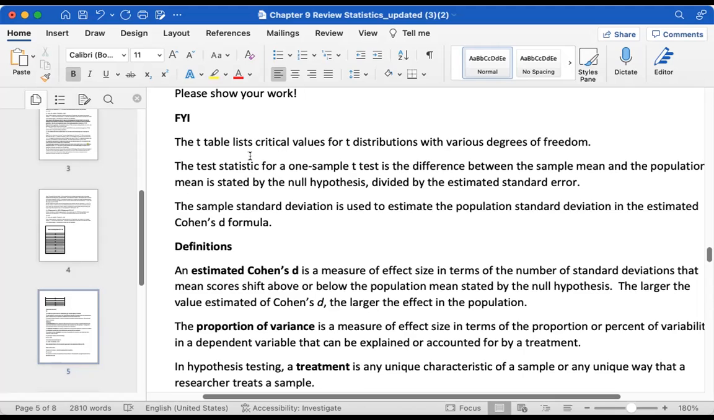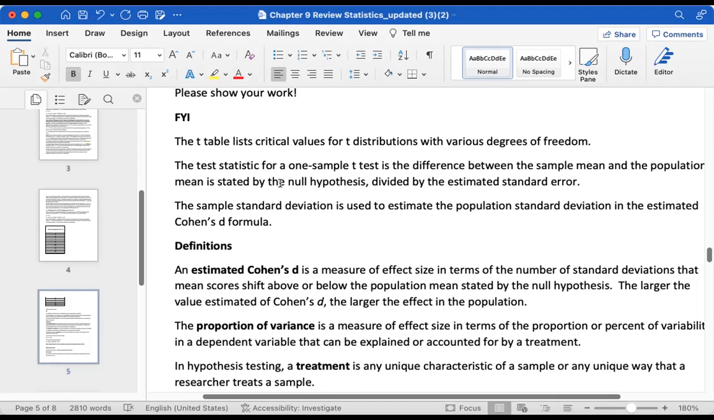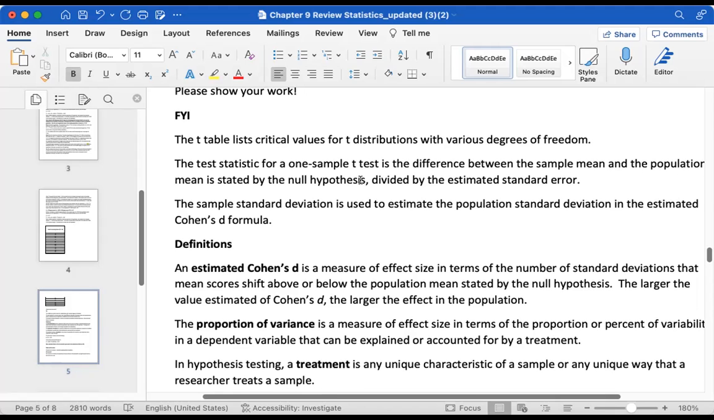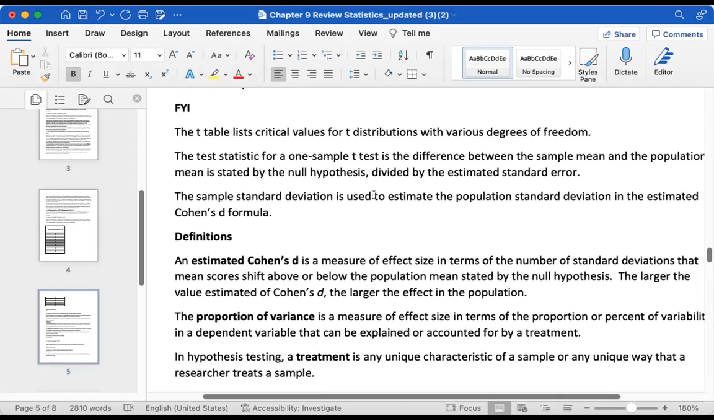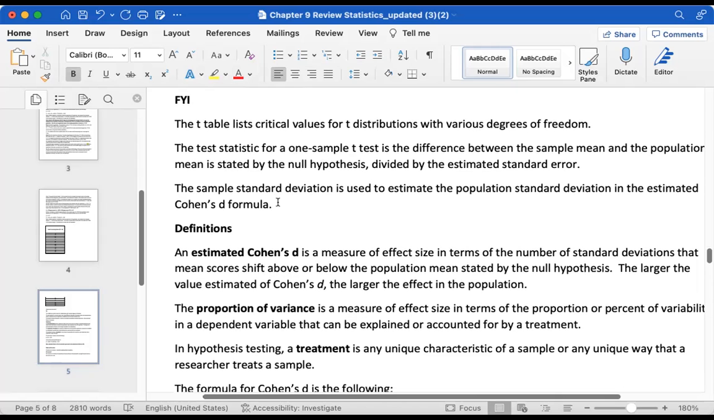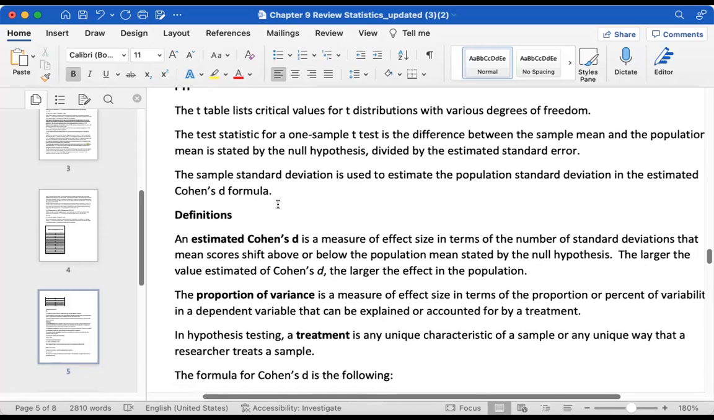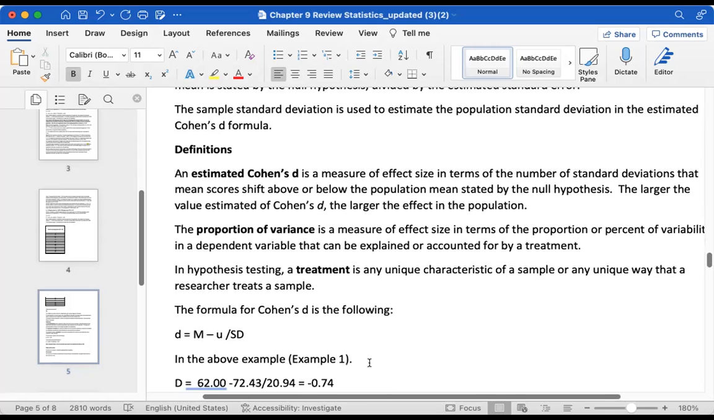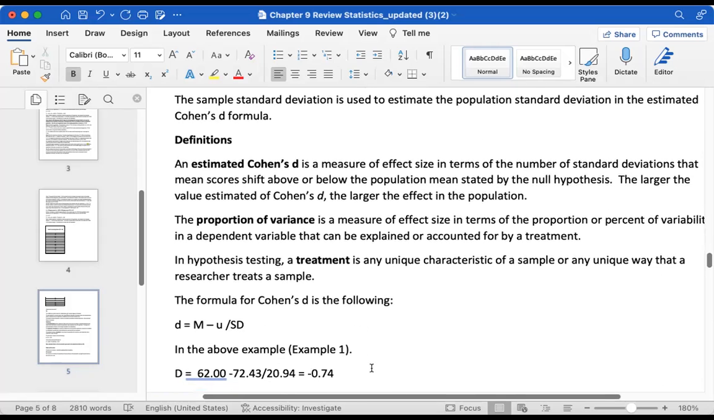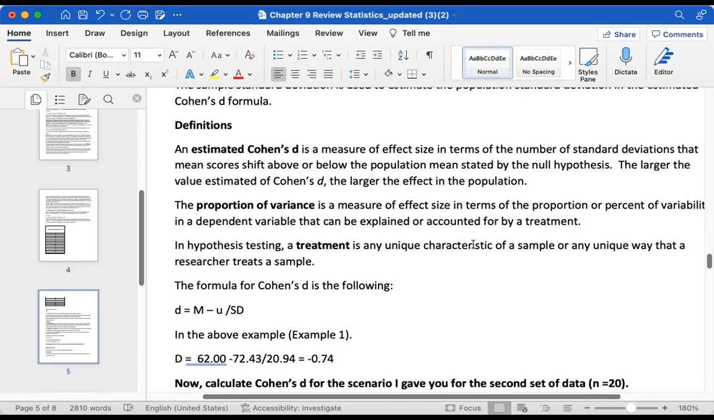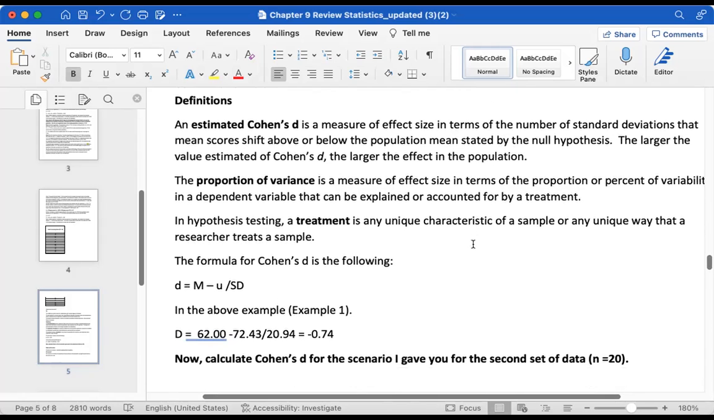So Cohen's d, we're gonna land the plane. The test statistic for a one sample t-test is the difference between the sample mean and the population mean as stated by the null hypothesis, divided by the estimated standard error. The sample standard deviation is used to estimate the population standard deviation in the estimated Cohen's d formula. Estimated Cohen's d is a measure of effect size in terms of the number of standard deviations that the mean scores shift above or below the population mean stated by the null hypothesis. That's reviewed from our lecture earlier. The larger the value of Cohen's d, the larger the effect in the population.